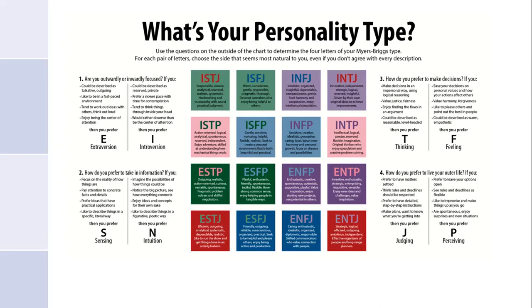The second part of this is, instead of that, do you base your decisions on personal values and how your actions affect others? Do you value harmony and forgiveness? Do you like to please others and point out the best in people? Can you be described as warm and empathetic? So which one? Do you make your decisions in a logical, impersonal, robotic way, just it is what it is? Or do you base your decisions on personal values and how your actions affect others?